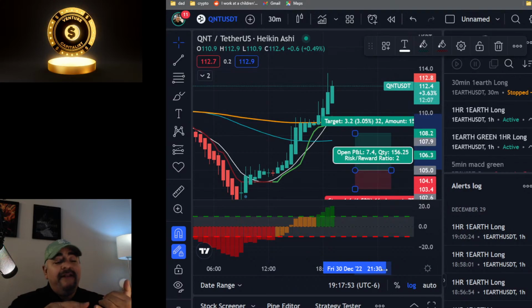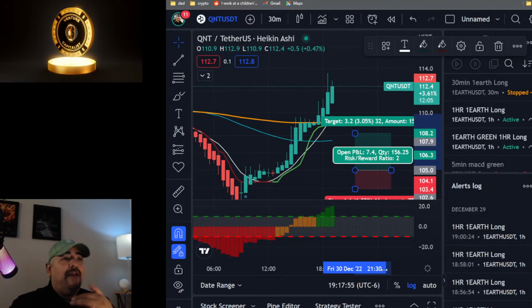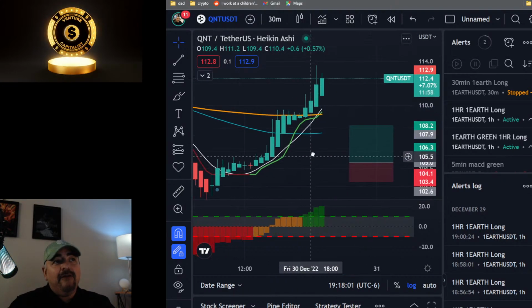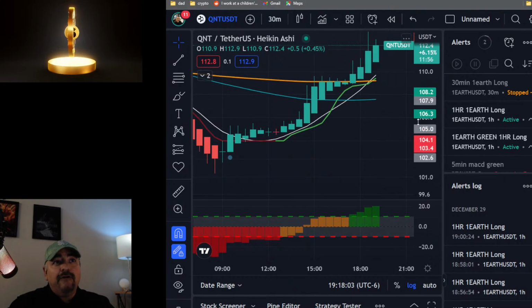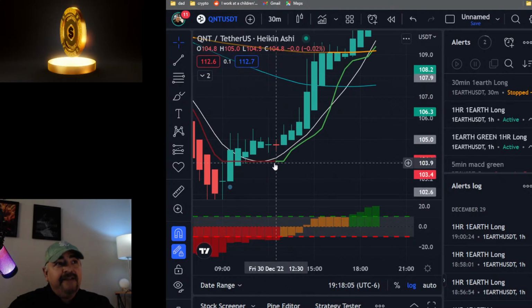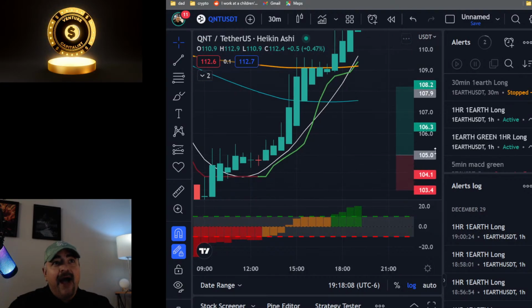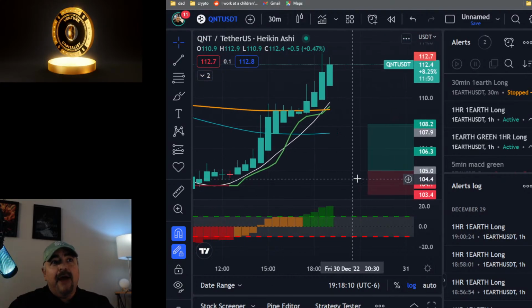You don't have to know anything about descending triangles, bull flags, or price action. The price action indicators tell you when to buy. So can you see this right here? This is so simple. When this went from red to green, that told us to buy. That's it. That's how we buy.